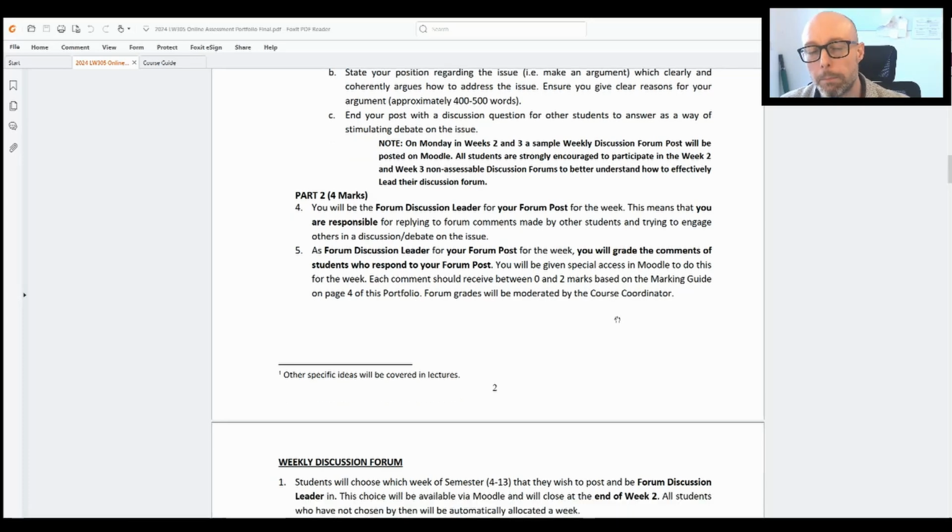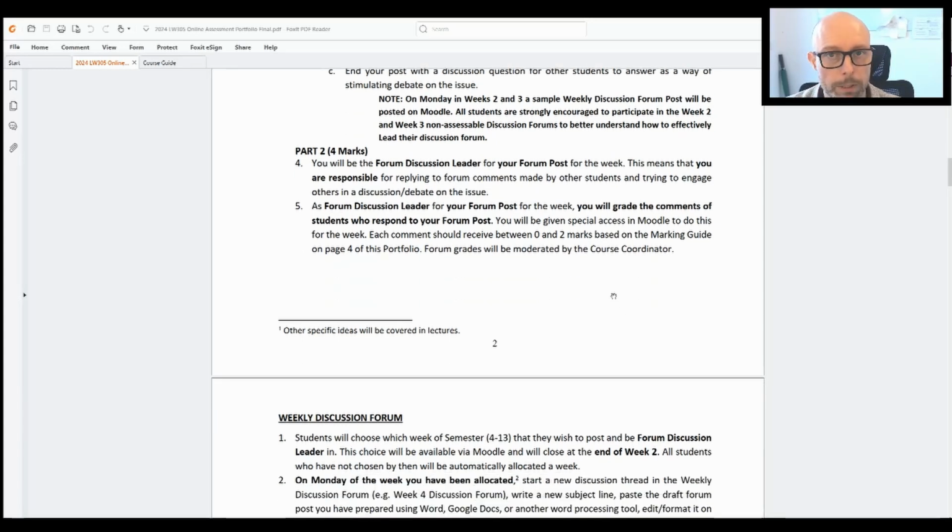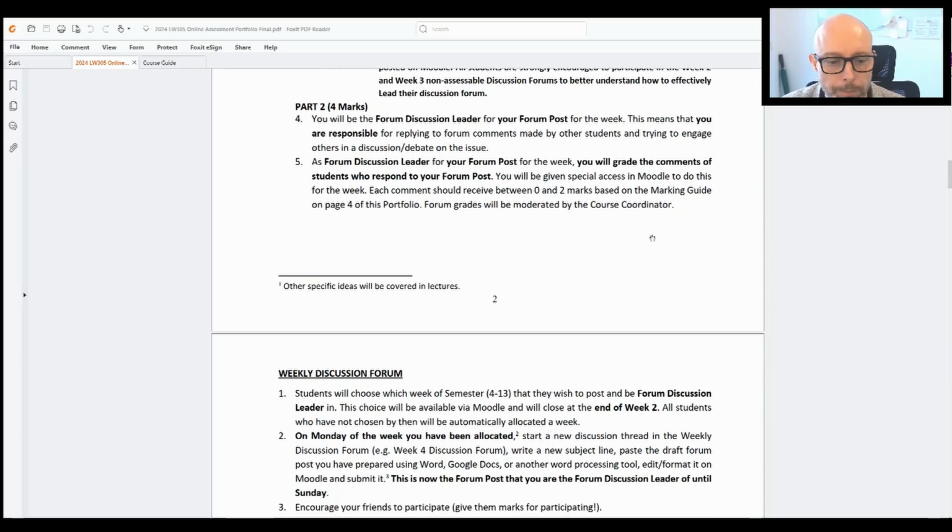Whether you actually marked people during the week or not will be relevant, because anybody that you don't specifically grade and assess, I'll have to. And so part of assigning you these roles is so that we can actually share some of the responsibility for the quality of the discussion in the course. And obviously, I will be moderating marks at the end of semester.